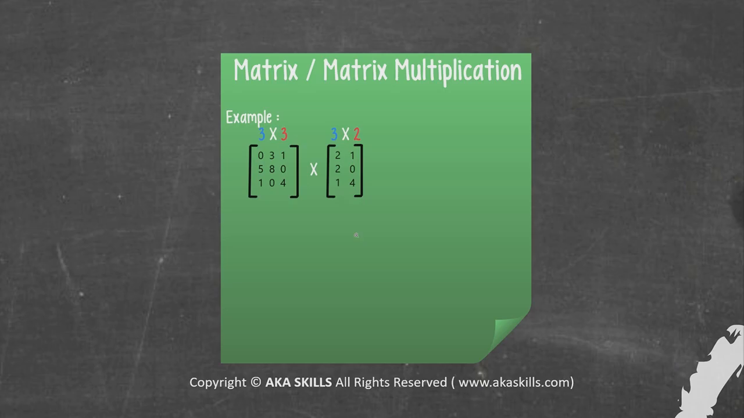Now, I want you to predict what's the dimension of the matrix that we will have as a result. Think. Yes, it's 3 by 2. You always just remove these two, and so it's 3 by 2.